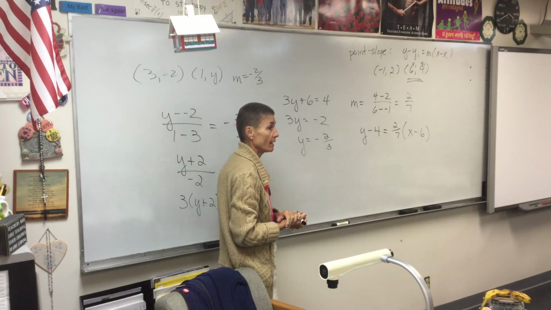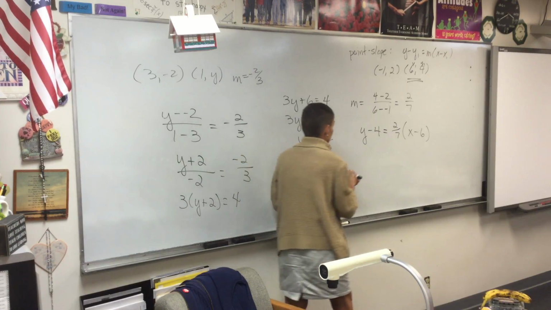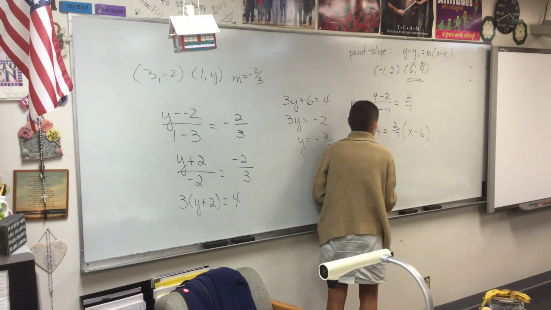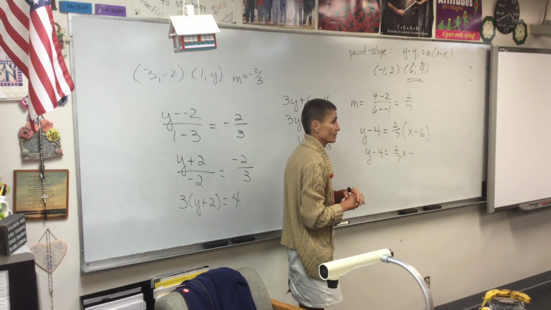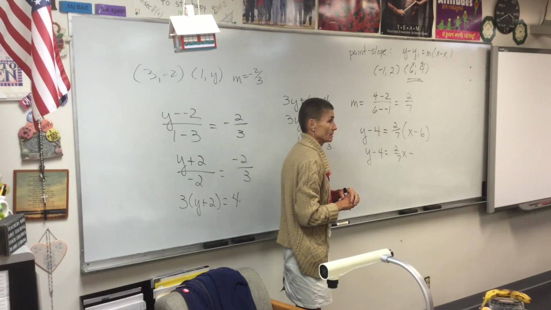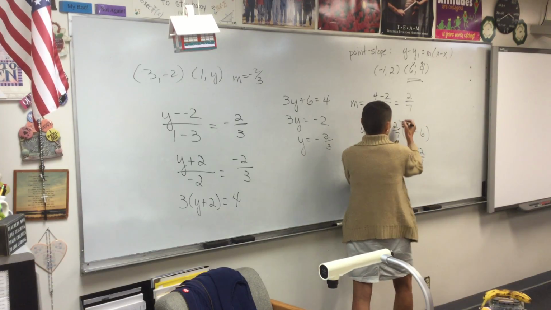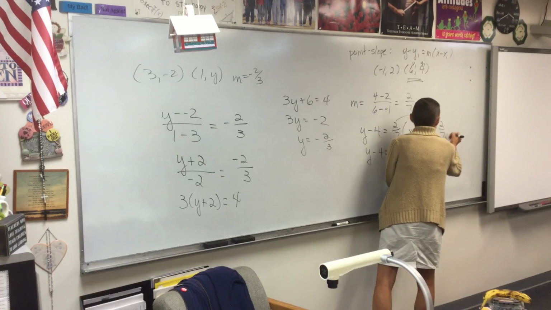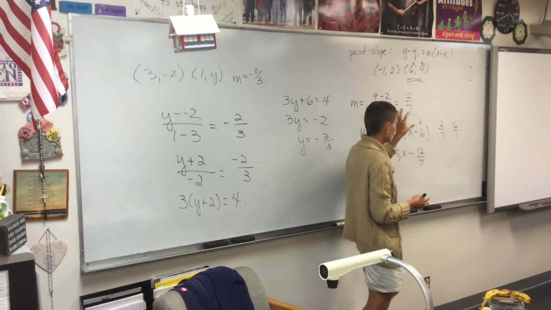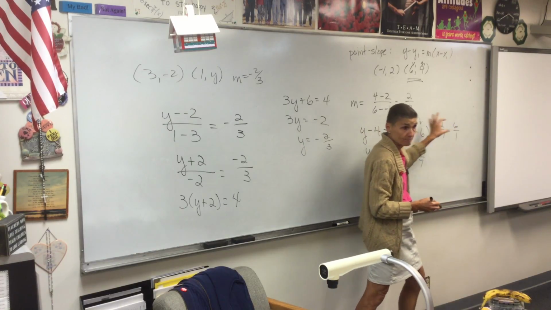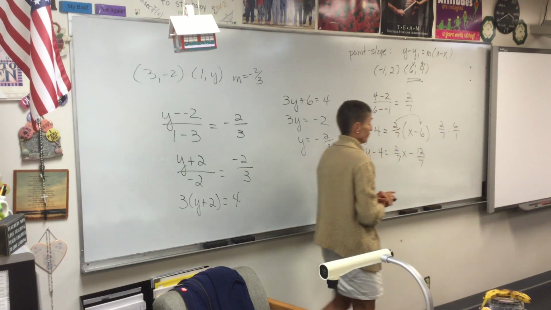Okay, now we gotta clean it up a little bit. Y minus 4 equals 2/7 x minus what? 12/7. Those of you that said 12/7, you're right on target. We're distributing, so we're taking 2/7 times 6/1. 2/7 times 6. And when we multiply fractions, it's straight across. So 12/7. Beautiful.